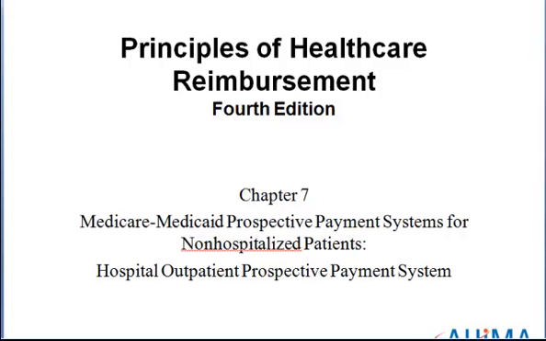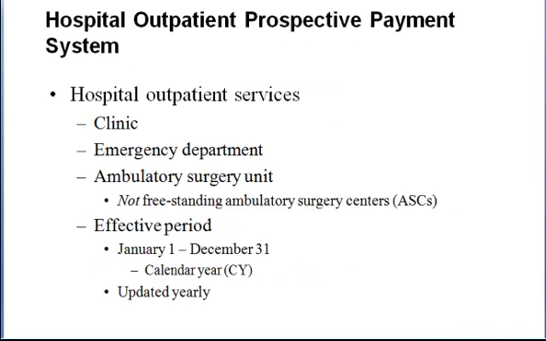In this lecture, we will be continuing discussion of Chapter 7. This PowerPoint will focus on hospital outpatient prospective payment systems. The hospital outpatient prospective payment system covers hospital outpatient services, including clinic visits, ER visits, ambulatory surgeries. The effective period runs from January 1 to December 31st and is updated annually.